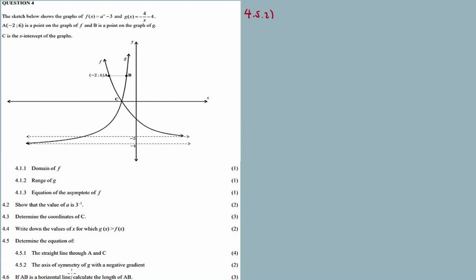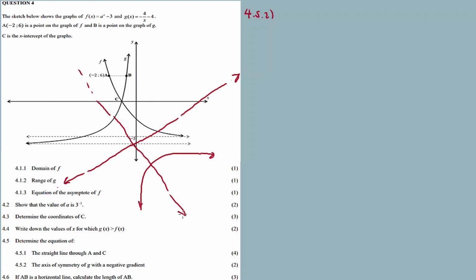4.5.2, the axis of symmetry of G with a negative gradient. As I said, this is actually a hyperbola, G. Now, a hyperbola has axes of symmetry. The first one is this one, the second one is this one.